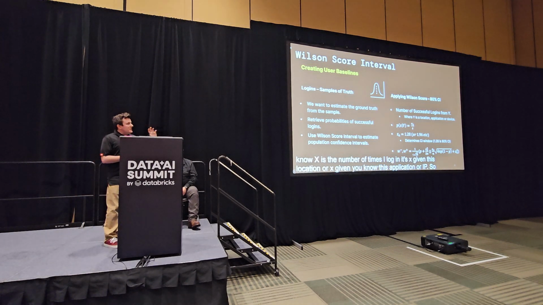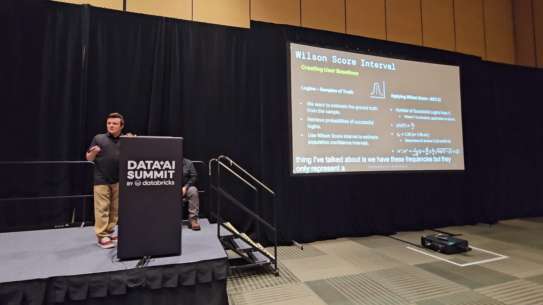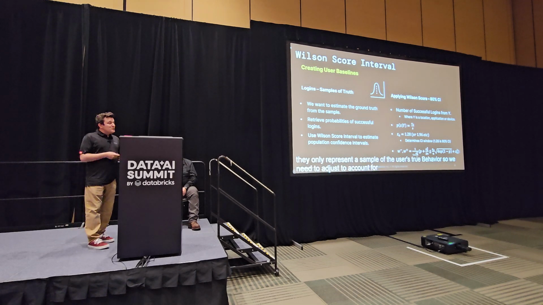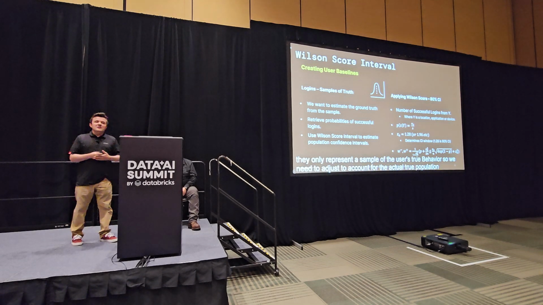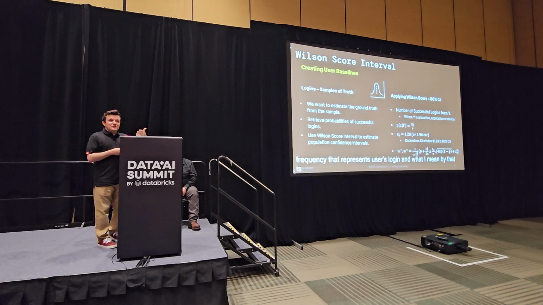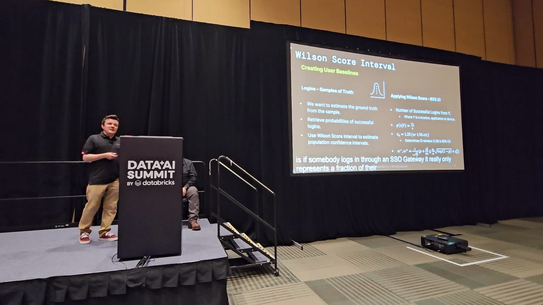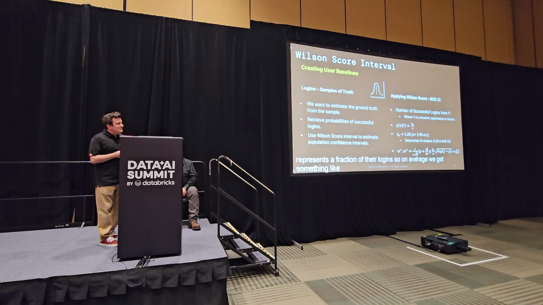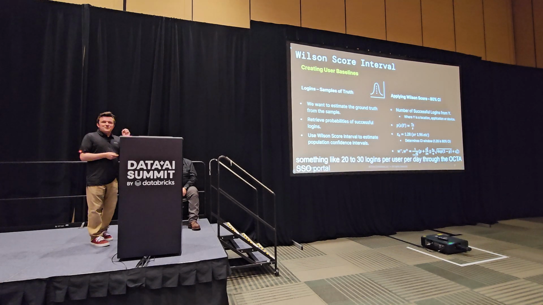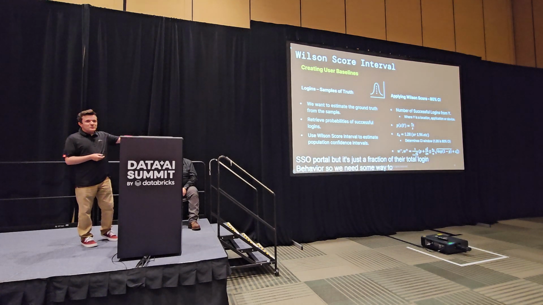So one thing I've talked about is, we have these frequencies, but they only represent a sample of the user's true behavior. So we need to adjust to account for the actual true population, or true frequency, that represents a user's logins. What I mean by that is, if somebody logs into an SSO gateway, it really only represents a fraction of their logins. On average, we get something like 20 to 30 logins per user per day through the Okta SSO portal, but it's just a fraction of their total login behavior. So we need some way to estimate the ground truth.